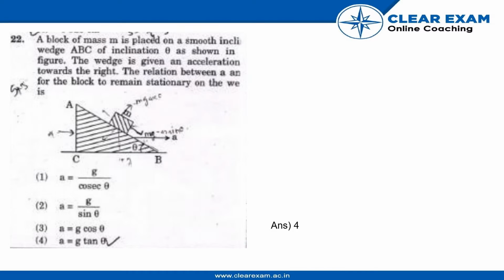The question states that a block of mass m is placed on a smooth inclined wedge. Smooth means the coefficient of friction mu is equal to 0, of inclination theta, right? As shown in the figure, the wedge is given an acceleration towards the right, that is given here as a. The relation between a and g for the block to remain stationary on the wedge is.